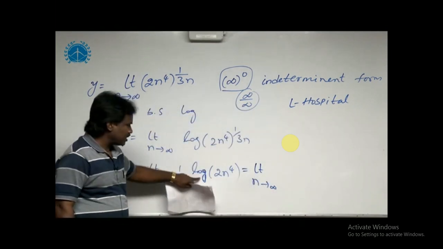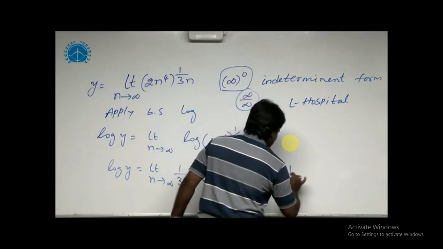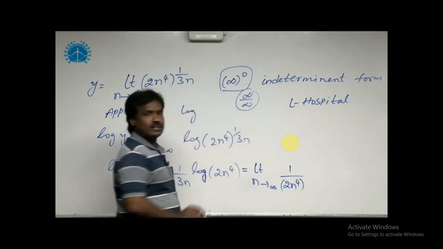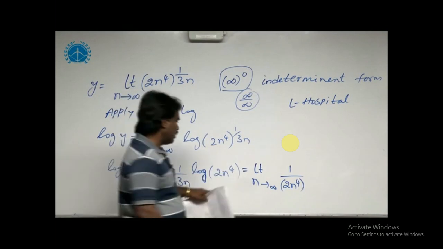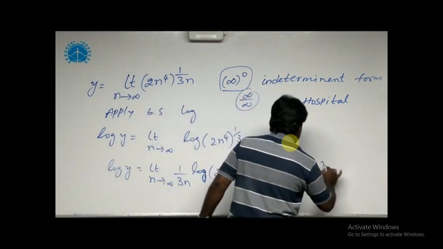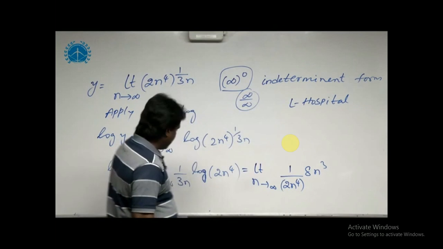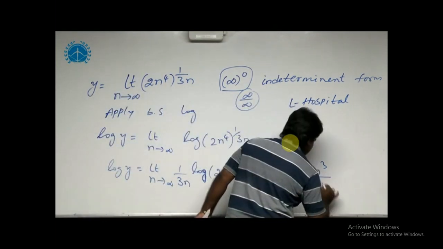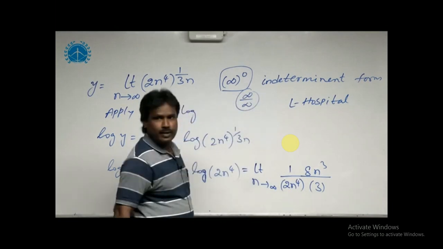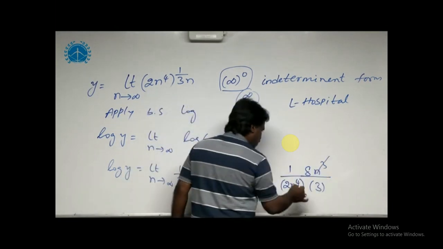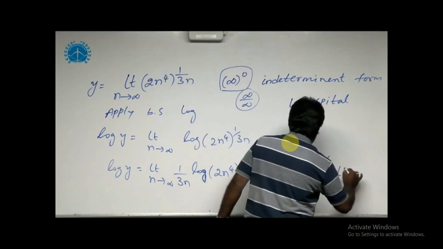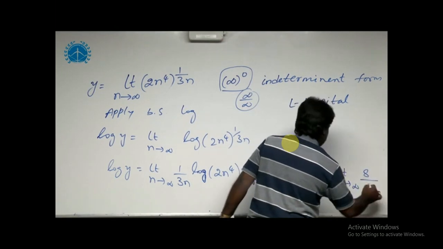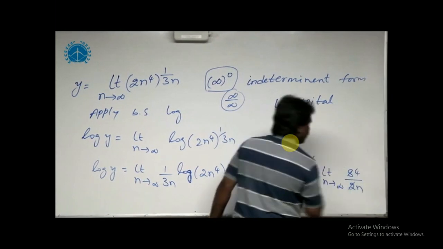So the differentiation of this is, log x gives 1 by x, into the differentiation of the inside, that is the chain rule of differentiation. So it is 8n cube. That is the numerator. Now differentiate the denominator. The derivative of 3n is 3. If you cancel this n cube and n power 4, the remaining is the limit as n tends to infinity of 8 by 2n, that is 4 by n.